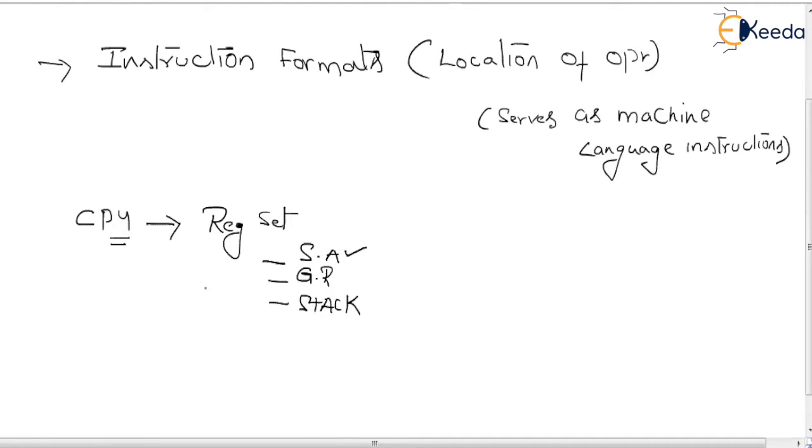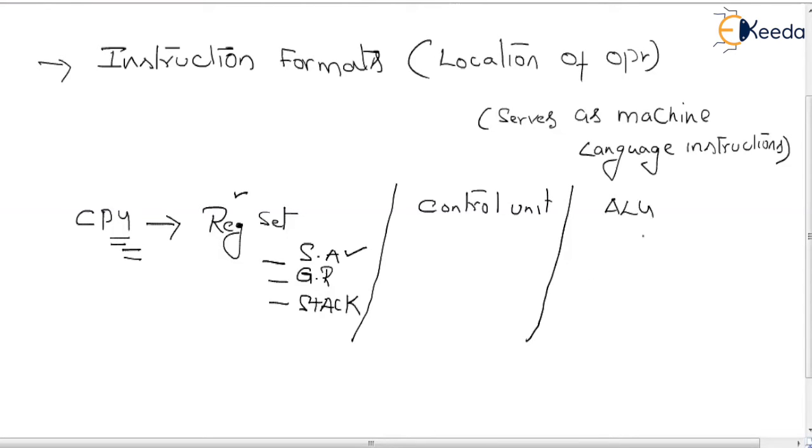Okay, and in the CPU, after we design the register set, what are the other things that are needed to be designed? After register set, we need to design the control unit, followed by the ALU. Now a CPU is a blend of register set, control unit, and the ALU. These are the hardware components of the CPU, which altogether are going to make a CPU up.